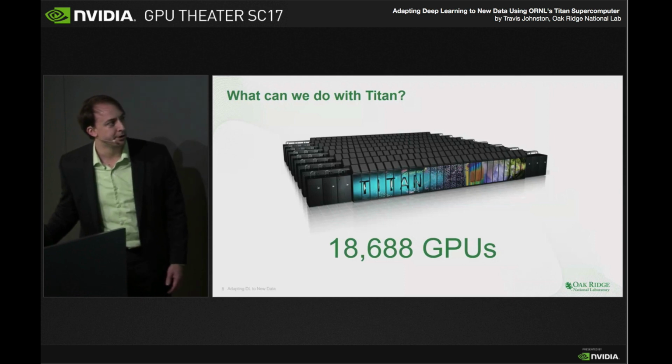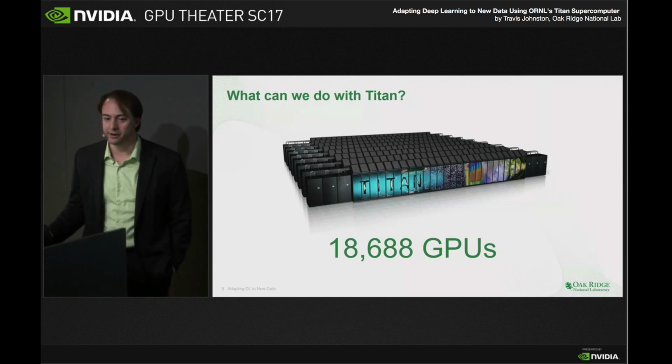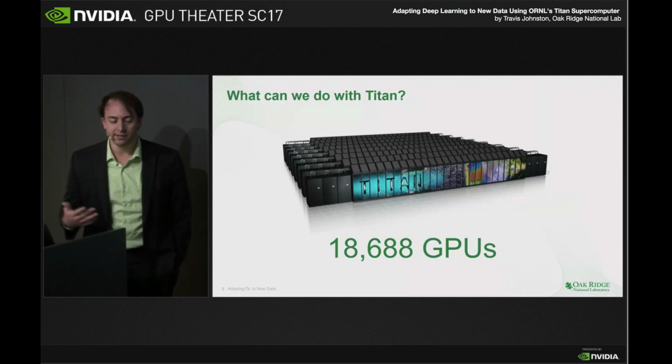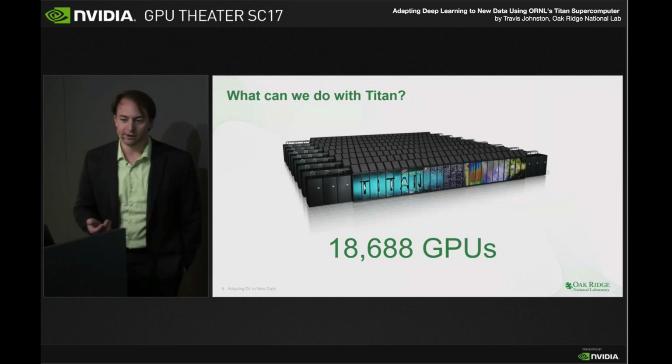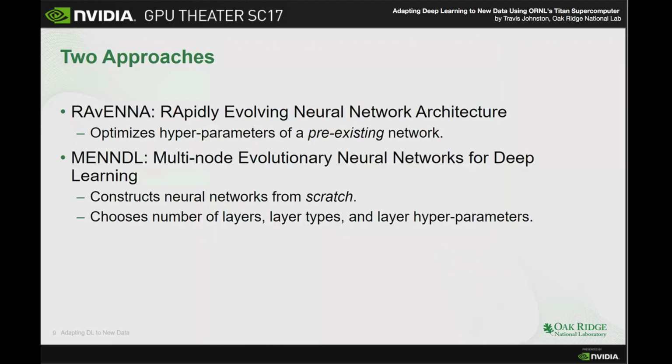So the first technique that we're going to talk about, and I should mention, I'm assuming everyone's sort of familiar with Oak Ridge. We have this really nice machine, Titan, with 18,000 GPUs on it, right? So in the back of our mind, we're thinking, if we have 18,000 GPUs, we should be able to do some really cool stuff, right? That's sort of the idea. So we've developed two frameworks, and I'll talk about both of these briefly.